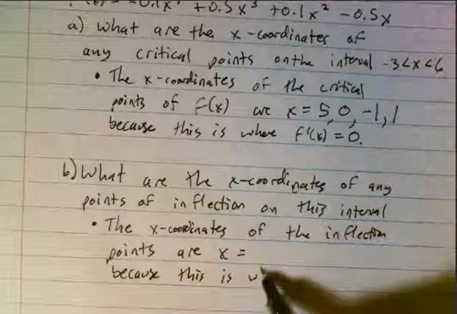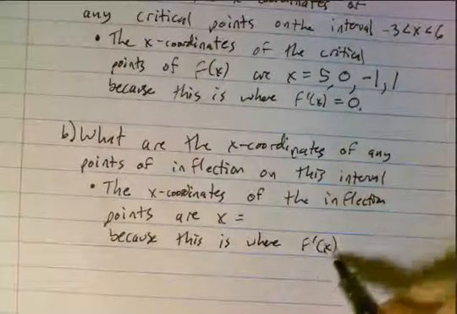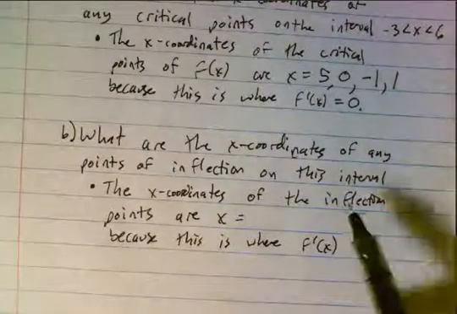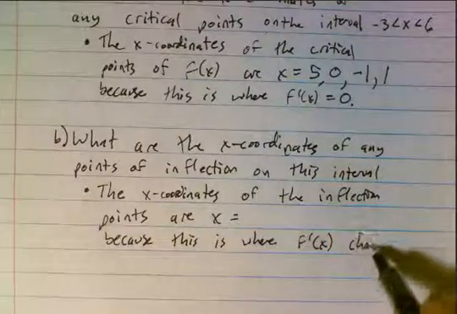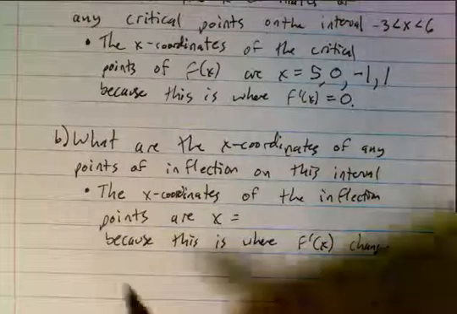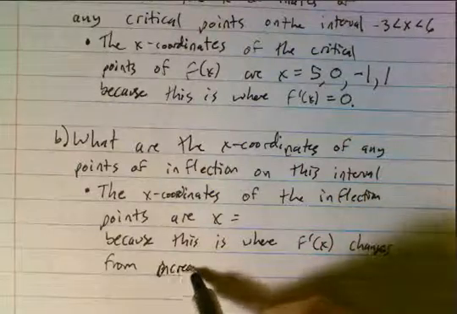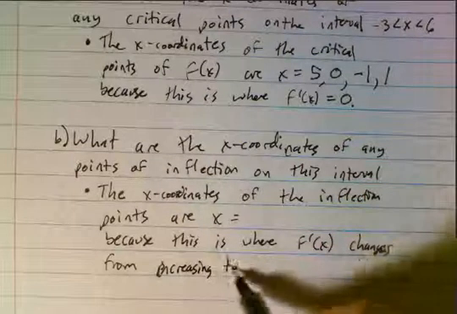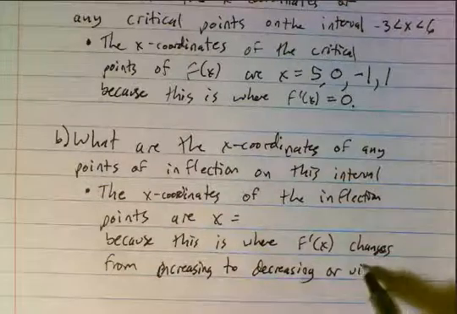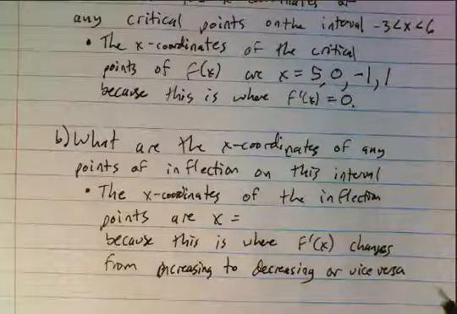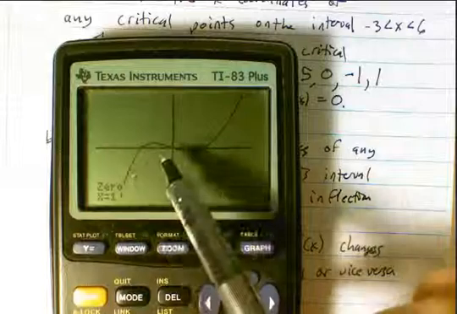because this is where f prime of x, remember from our chart, inflection points for f of x come when f prime of x changes from increasing to decreasing, or vice versa. So if we come back to our graph, we see an increasing to decreasing right here.